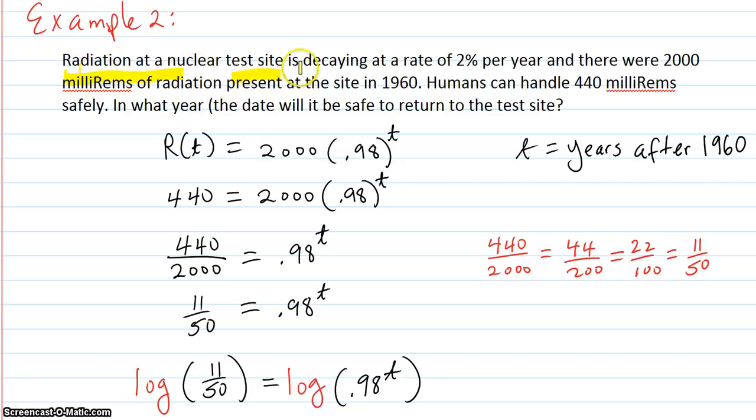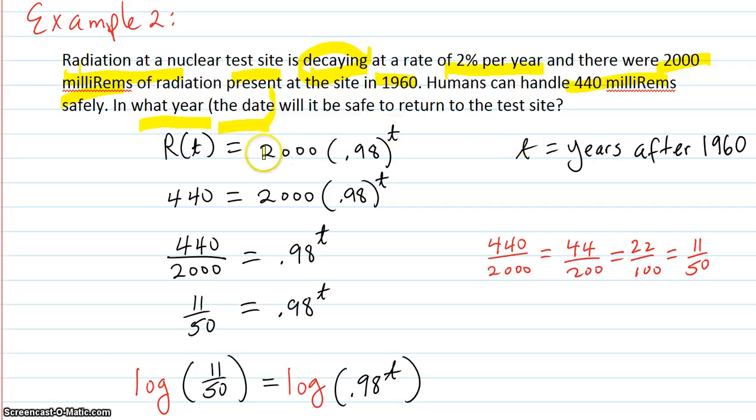Radiation at a test site decaying. So its decay rate is 2% per year. There was 2,000 millirems of radiation present at the site in 1960. Humans can handle 440 millirems of radiation. In what year, the date, will it be safe to return to the test site?